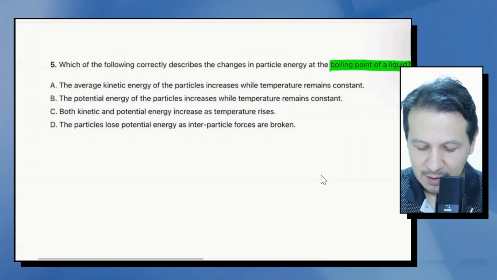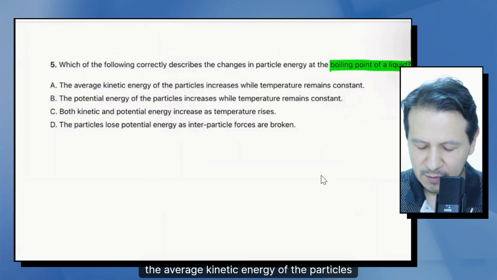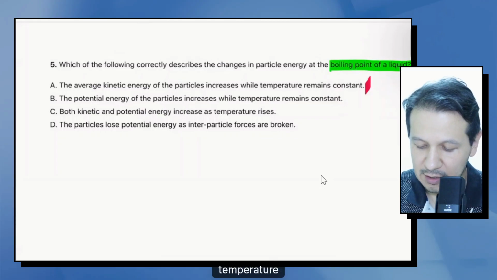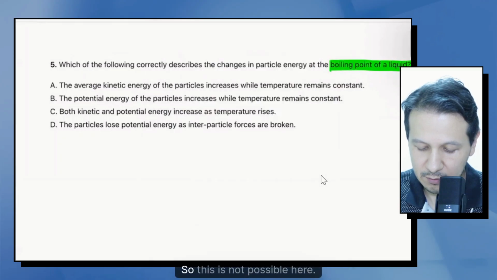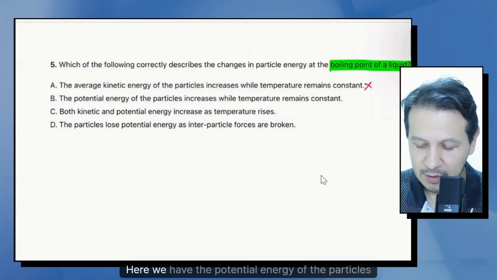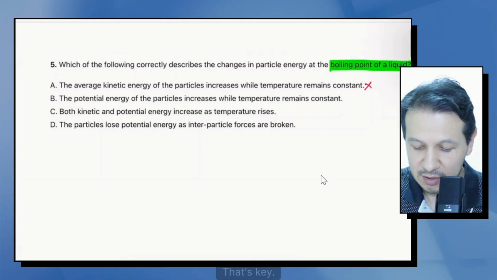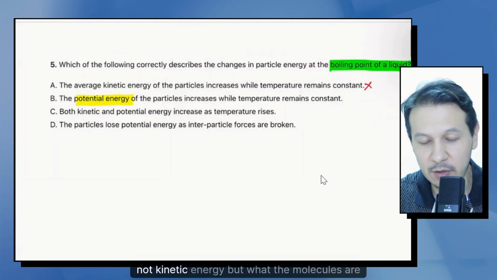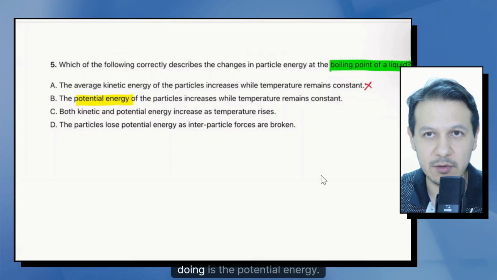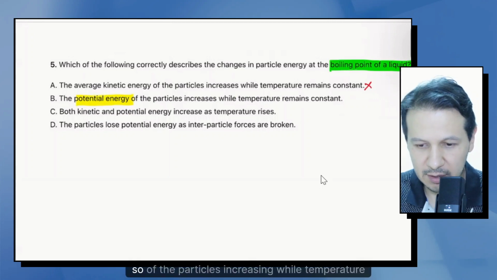Let's see. The average kinetic energy of the particles increased while the temperature remained constant. That's false. Remember that kinetic energy and temperature are working together all the time. So this is not possible here. Here we have the potential energy of the particles increases. Potential energy, that's key, that's important. Please keep this in mind. Not kinetic energy, but what the molecules are doing is the potential energy, increasing while temperature remains constant.